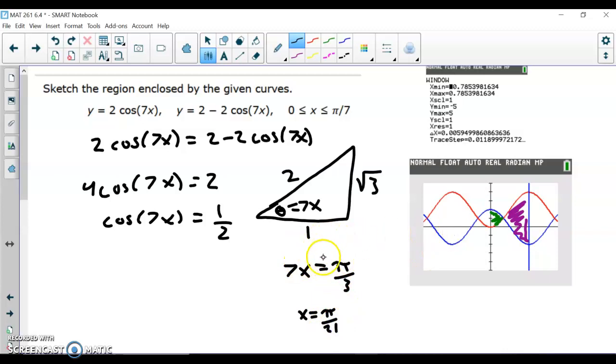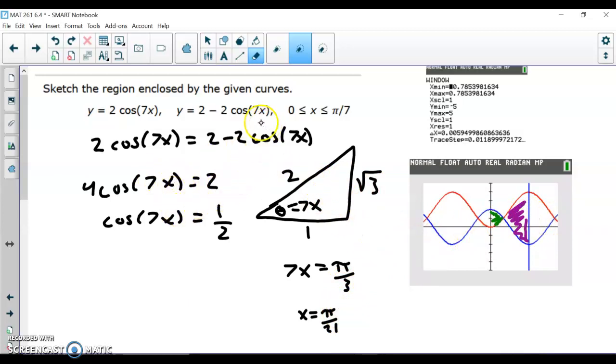Now there is a negative value that would solve that, but remember cosine's positive in the first quadrant, and it's also positive in the fourth quadrant, but we don't care about the negative side. That'll be this point because we're starting at 0. So we got that intersection point, and that is a smaller value than pi over 7, so that confirms it's the intersection point, and the other is a value we don't care about.